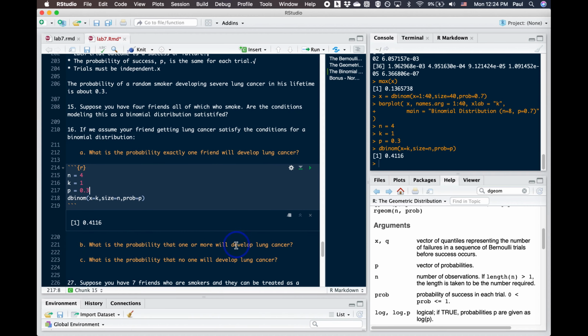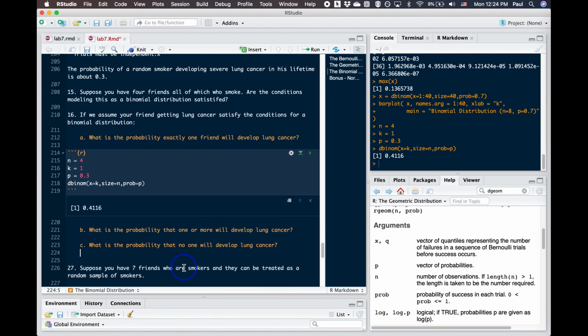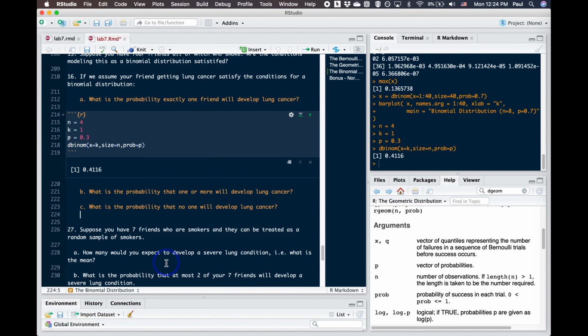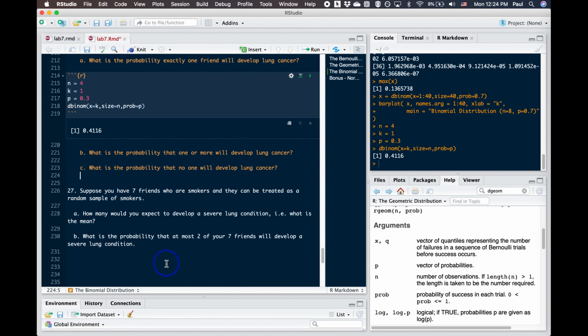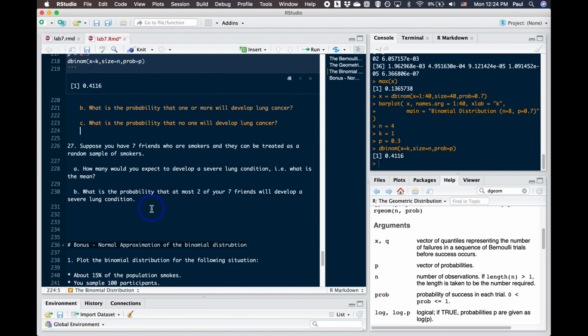And I'll let you figure out the probability that 1 or more will develop lung cancer. You'll have to calculate the outcomes for 2, 3, and 4. And what's the probability that no one will develop lung cancer? So yeah, I think you can do the last one on your own.